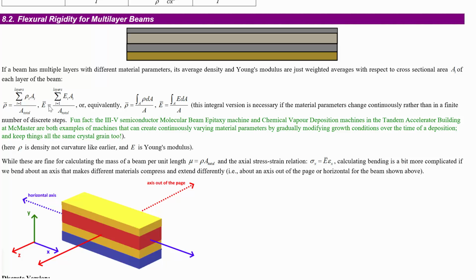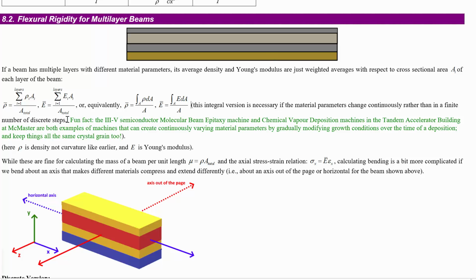Now you could use just these discrete sums unless you really had continually varying parameters. You can always use the integrals if you want to set up a piecewise function for the density and the stiffness, and then just deal with these definitions anyway. And with Maple, that's actually probably easier. But these are necessary to use if you have continually varying parameters.